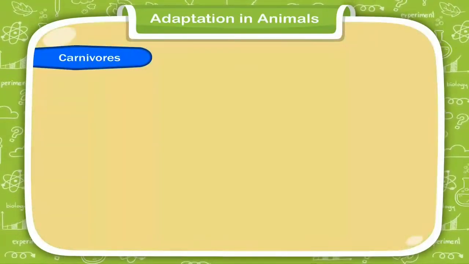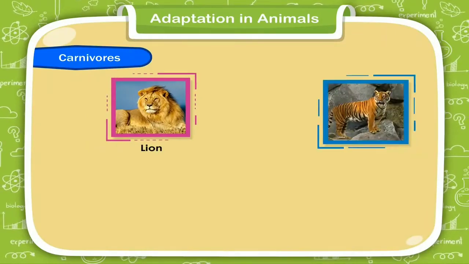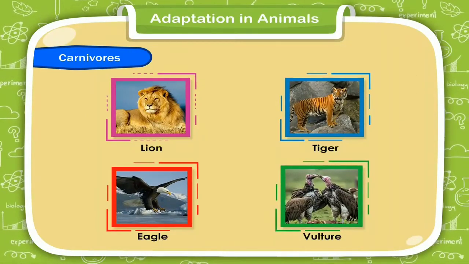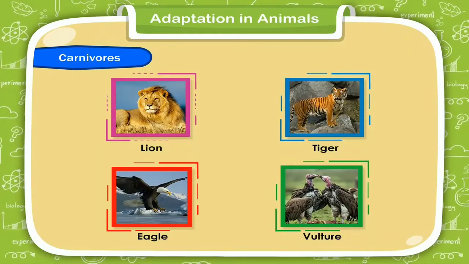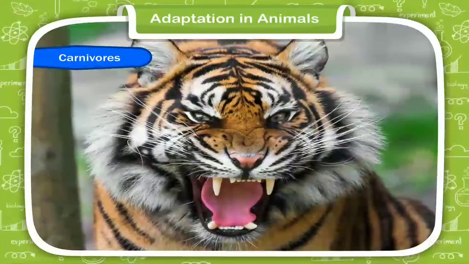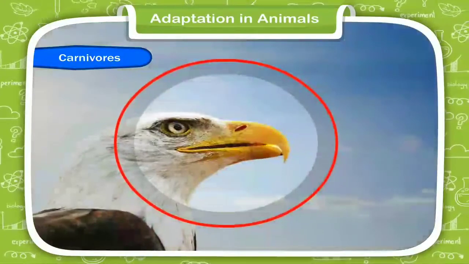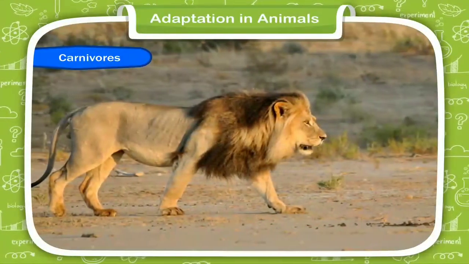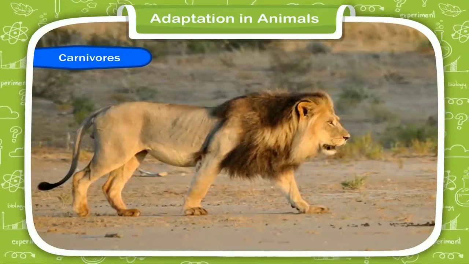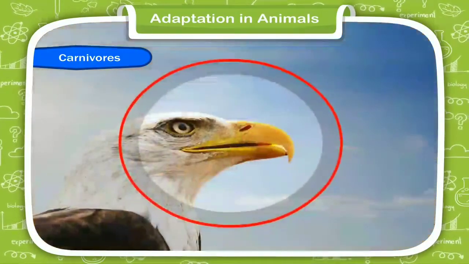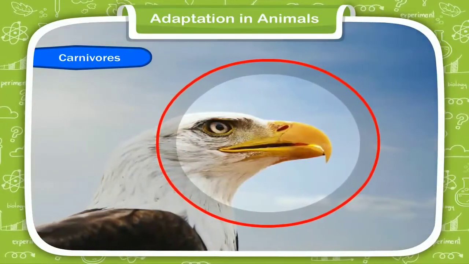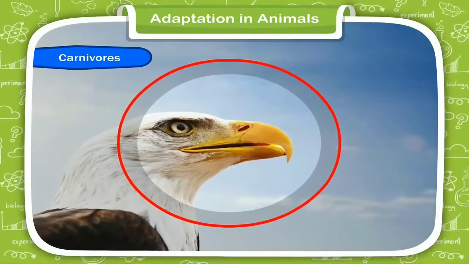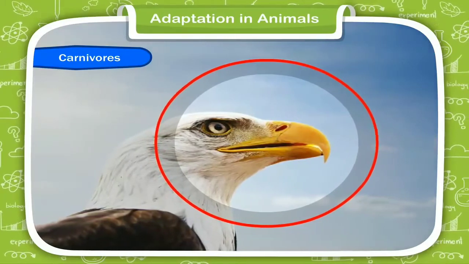food. Carnivores such as lions, tigers, eagles, vultures, etc. eat flesh. Most carnivores have long, sharp-pointed teeth and strong claws to tear the flesh. Their strong legs help them run fast to catch their prey. Birds such as vultures and eagles have sharp claws and hooked beaks to catch the prey and tear its flesh.